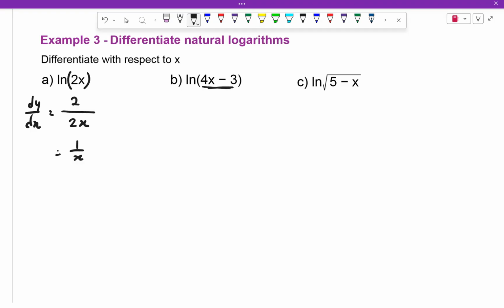Try again. What is the differentiation here? We put it at the top over 4x minus 3. Done. Now, question C. This is a bit more interesting. Because here we will have an ln of the 5 minus x to the power of half.